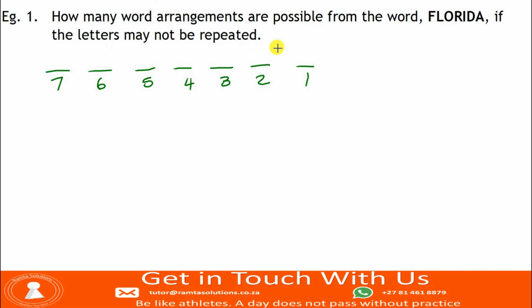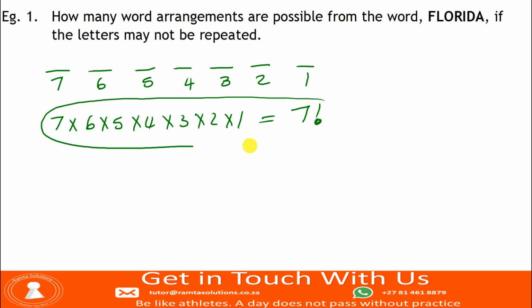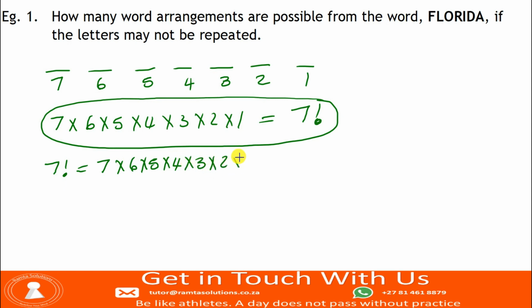Remember, letters may not be repeated. So, what do we mean? When you want to know how many arrangements are possible, you can simply say it's 7 times 6 times 5 times 4 times 3 times 2 times 1. I remember saying to you, this is equal to 7 factorial. Now to represent it, you will simply say 7 factorial, which is equal to 7 times 6 times 5 times 4 times 3 times 2 times 1.